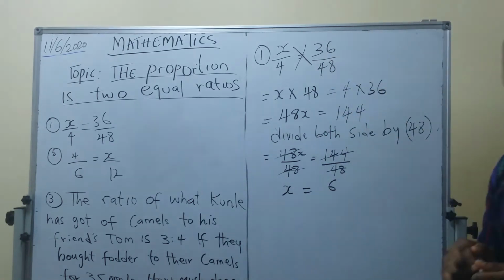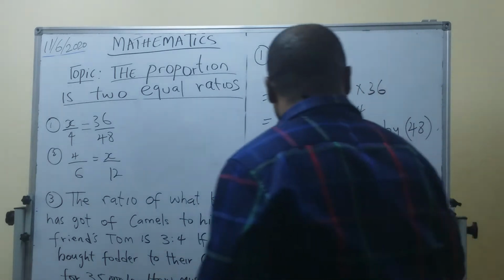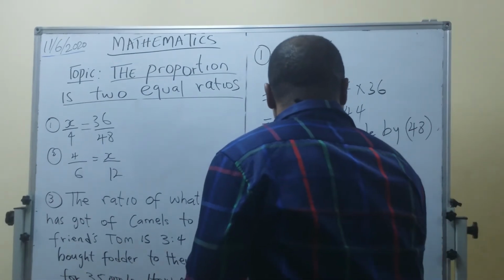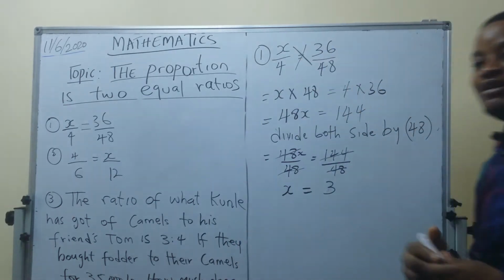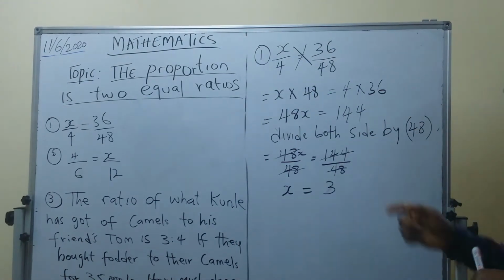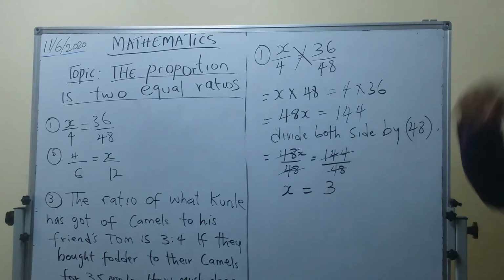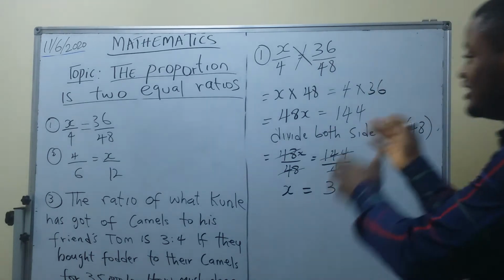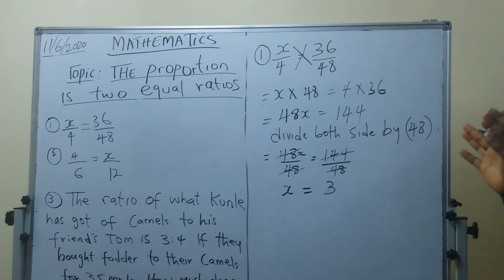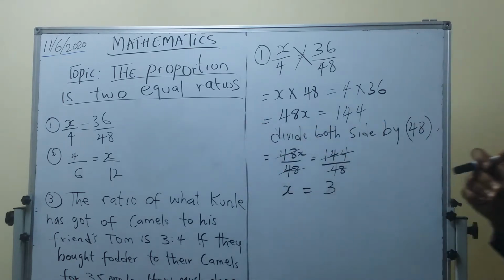You can check it from there, whether I'm right or wrong. Okay, it's 3. I want to know if you are following me or not. It is what? 3. 144 divided by 48 is 3. This is the first solution for number 1.